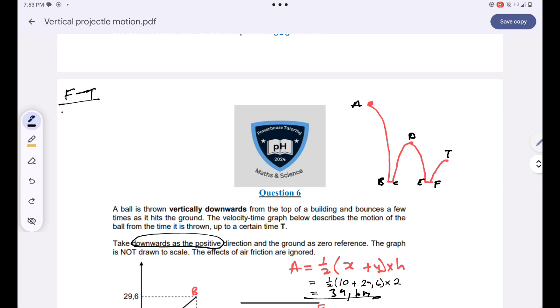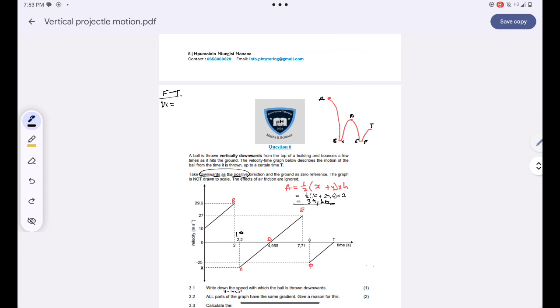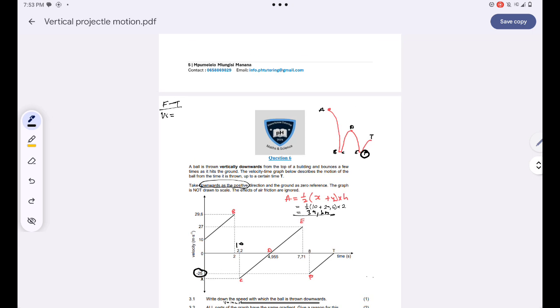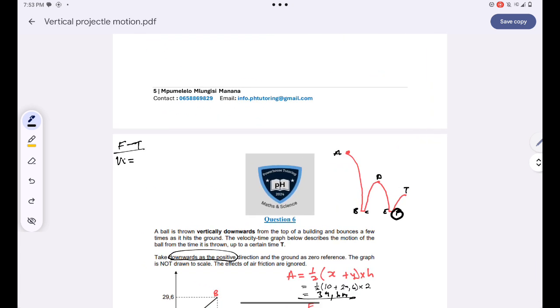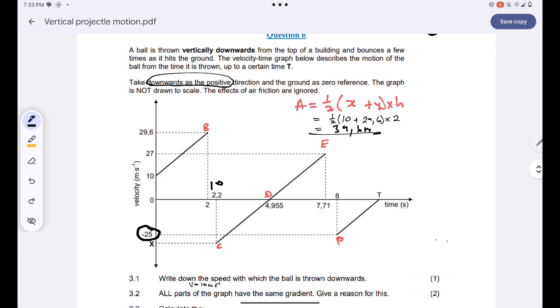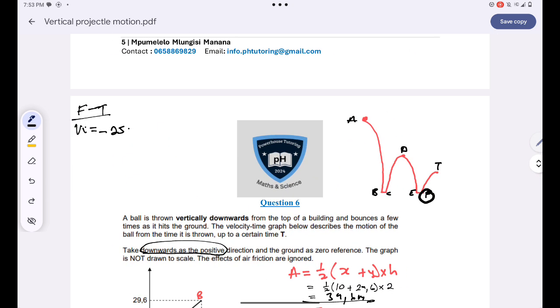Path FT. The initial velocity that has to be given, that's negative 25. Why is it negative? Remember that, guys. At point F, the ball is leaving the ground and it goes upwards to reach maximum height. And we were told that downwards is positive. That means upwards movement has to be negative, ne? So the initial velocity is negative 25 meters per second.